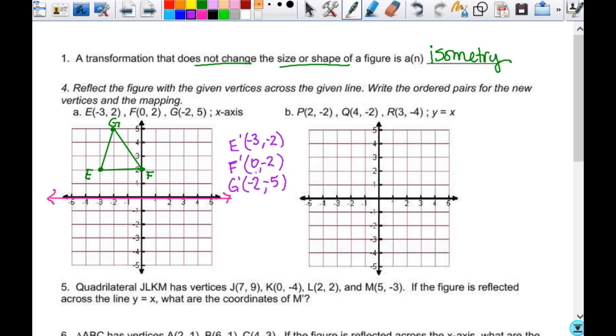So then you can plot them one of two ways. You're going to have to count on the graph anyway to plot points, but I could just ignore that and know that I'm 2 away. I come 2 away over here. That's E prime. Same thing for F. Same thing for G. And then you can double check yourself against those.